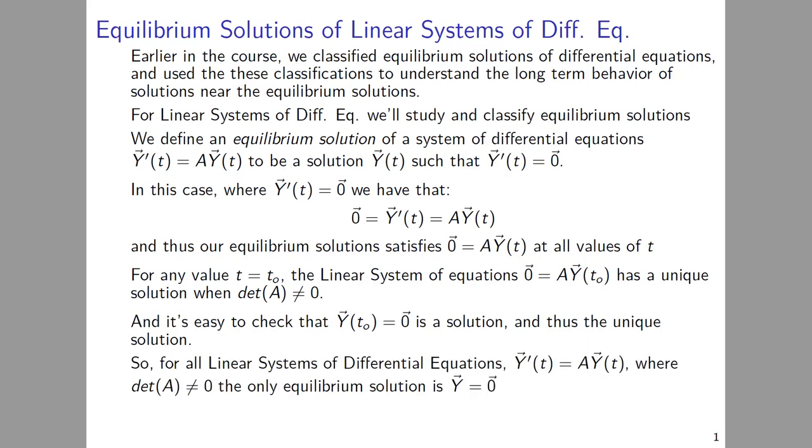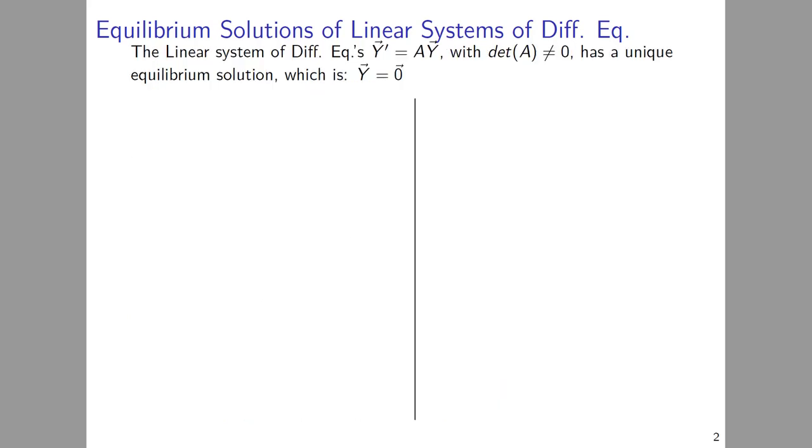So for all linear systems of differential equations, y prime of t equals A times y of t, where the determinant of A is non-zero, the only equilibrium solution is y equals the zero vector, which in the phase plane is the origin. So in the phase portrait, the equilibrium solution is a point at the origin. Now that we know the point at which the equilibrium solution occurs, let's look at how to classify it.